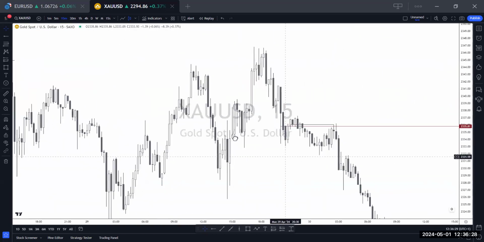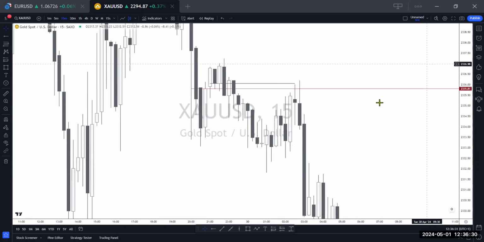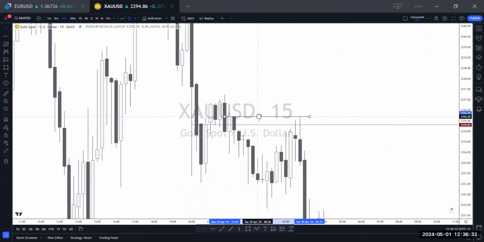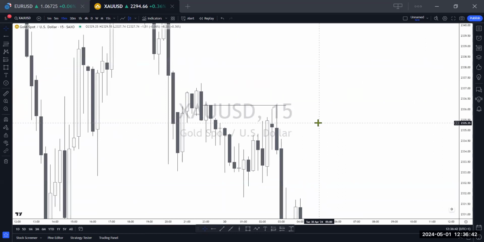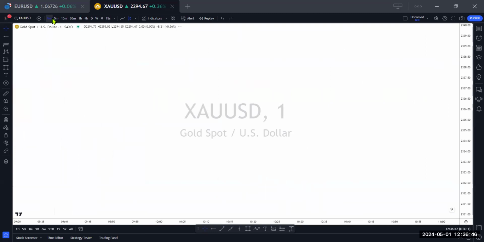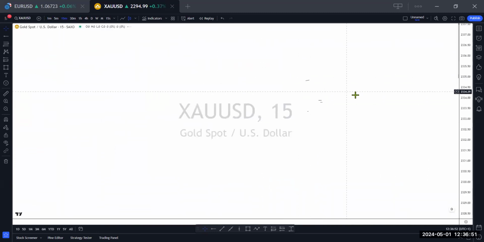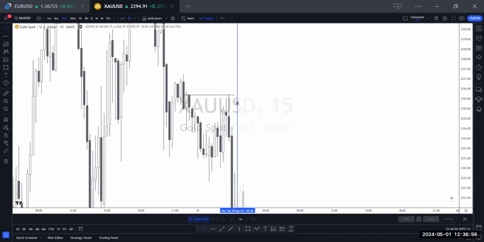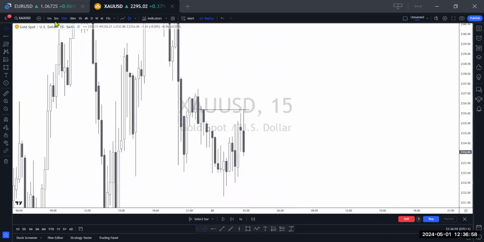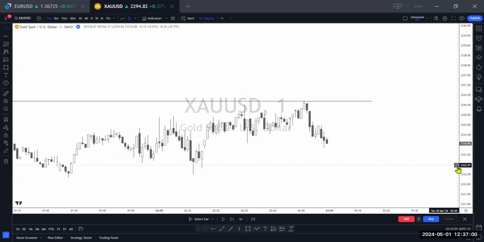So M15 SNR level, I'm looking for a very good M15 SNR level for you guys. Now, this is an M15 SNR level. For M15, what time frame will I go to look for my engulfing? M1, guys. M1, 2 time frames below. Yes, sir. M1. Okay, very good. Let's see this. Okay, M1.